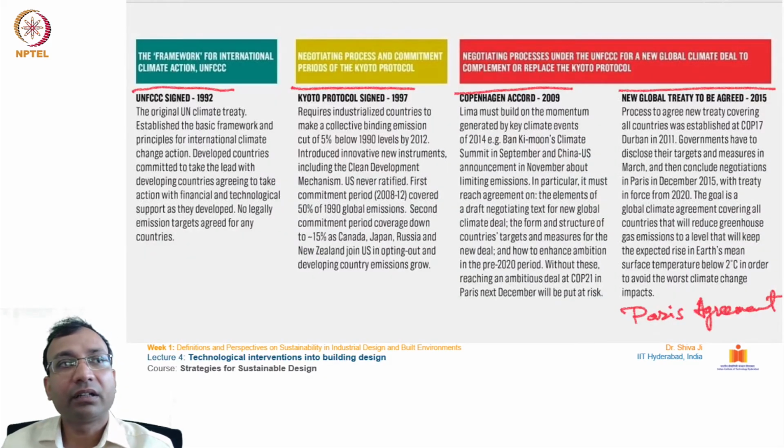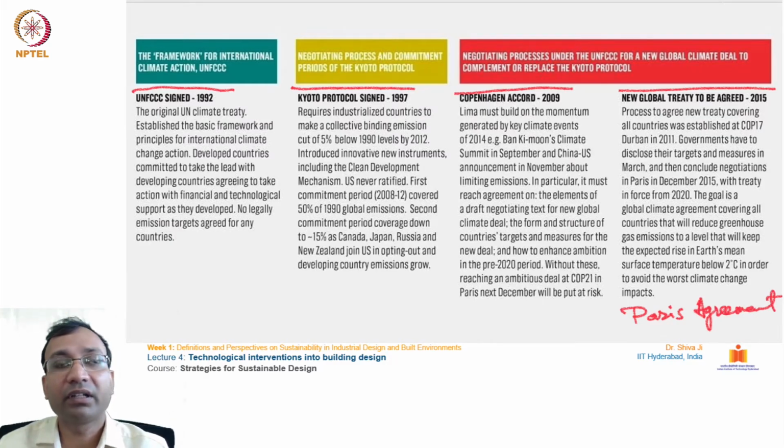Majorly, we can see through this slide, these are the four stages of how international conventions have happened over time. So the four major landmarks, though there are several during this period, but these four can be taken as the landmark ones, which can also be called a turning point in the international conventions as far as sustainable development is concerned.